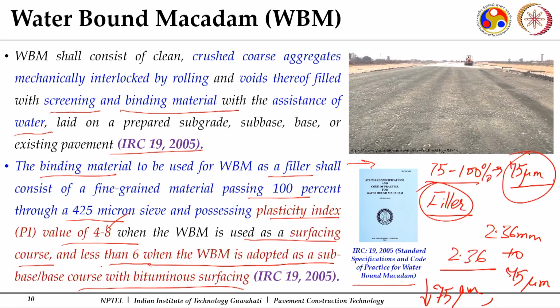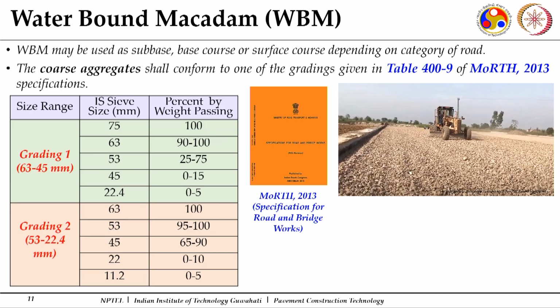This is an important aspect. Otherwise, its water holding capacity increases and that may lead to damage of your flexible pavement section. Now, the coarse aggregates, as I mentioned: there is a coarse aggregate, then screenings, and then a requirement of binding material. Two gradations are given for this coarse aggregate part. One you can see for a size ranging from 63 to 45 mm. This is again the size ranging from 53 to 22.4 mm. So two size ranges are mentioned here for coarse aggregates, which may be used as a subbase and a base course, or a surface course, not for a flexible pavement.